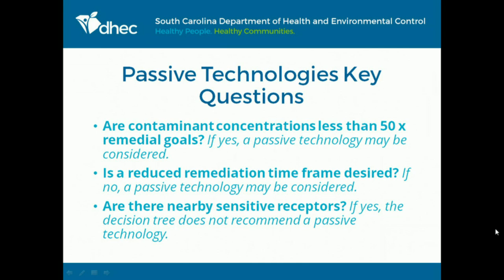Okay, passive technologies, key questions. So this is when we're less than 50 times the remedial goal. Are contaminant concentrations less than 50 times the remedial goal? If yes, a passive technology may be considered. Is a reduced remediation time frame desired? If you're not in a hurry and there's no receptors, then perhaps a passive technology can be considered. But if there are sensitive receptors, such as a surface water body or drinking water wells, or even vapor intrusion issues, the decision tree is not going to recommend a passive technology.